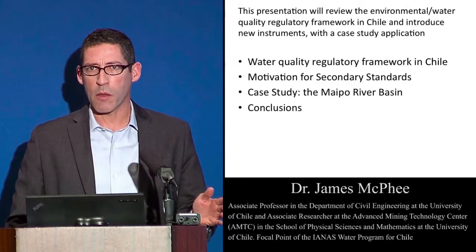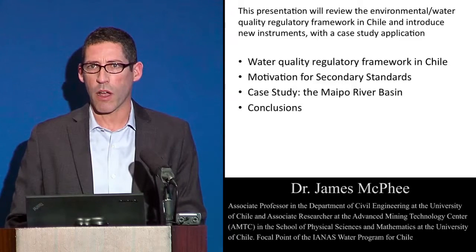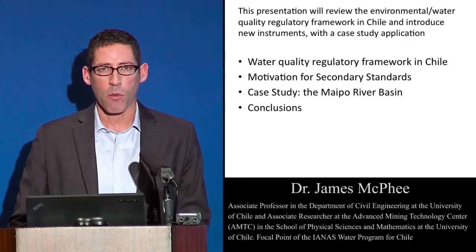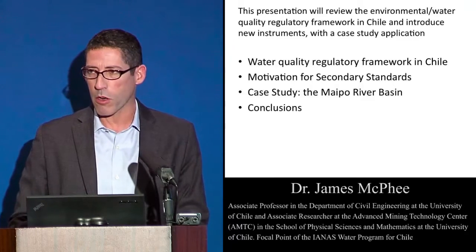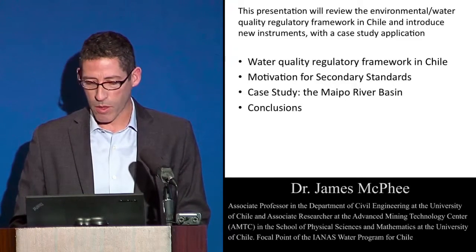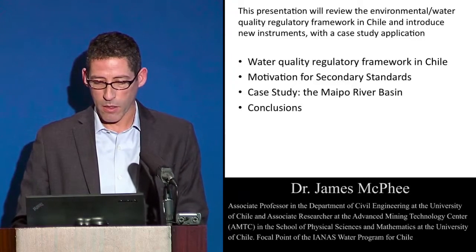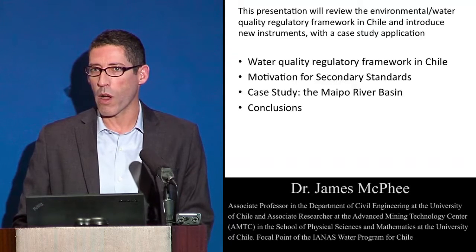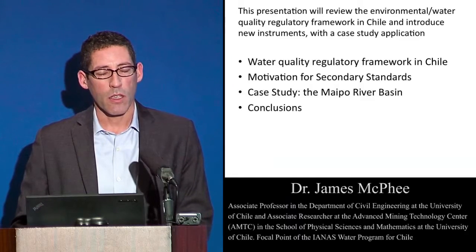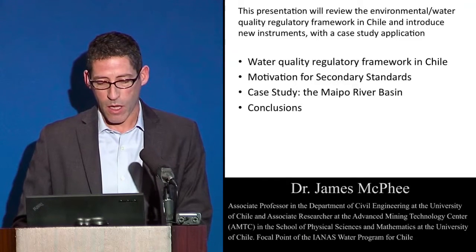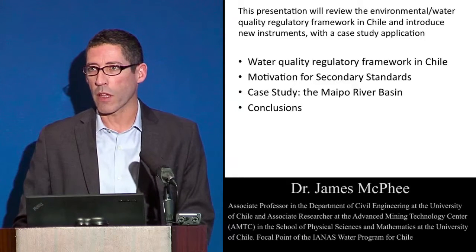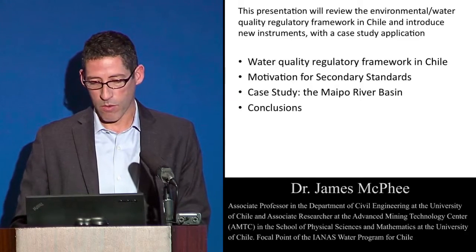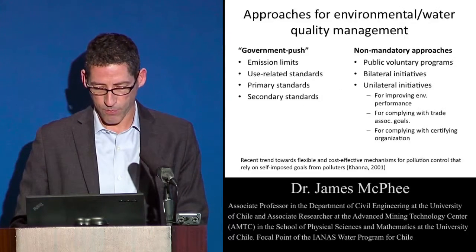I'll try to cover a little bit of the story to make sense of how we are where we are right now, try to explain the main regulations and framework that deal with environmental protection and water quality in the country, and then go on to the motivation of why we would like to have secondary water quality and environmental standards, and then focus on a case study, which is the Maipo River Basin. The Maipo is one of the main rivers in the country for several reasons.